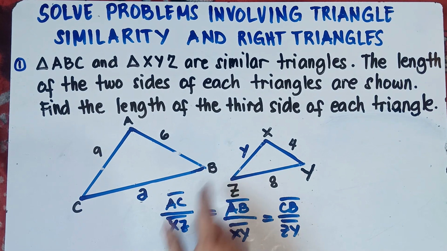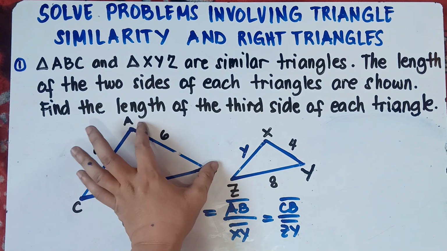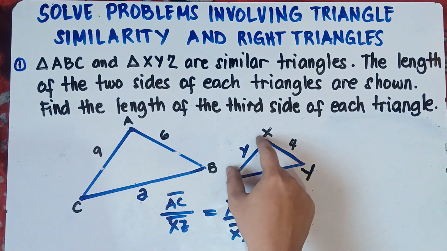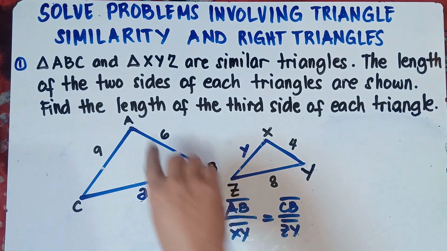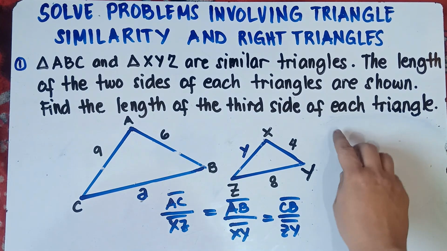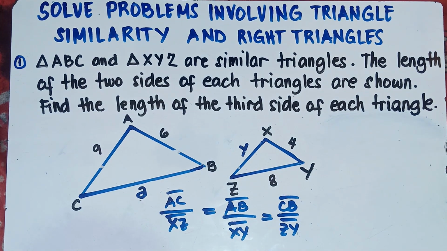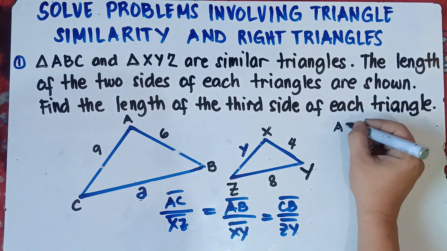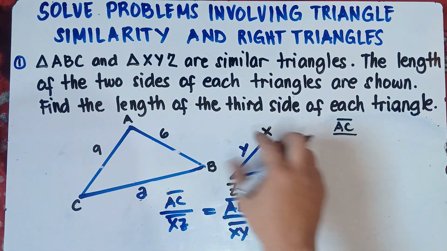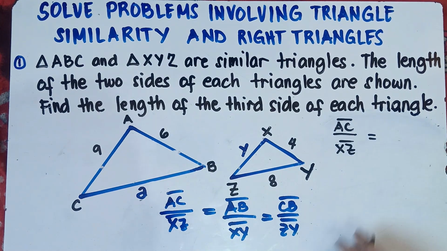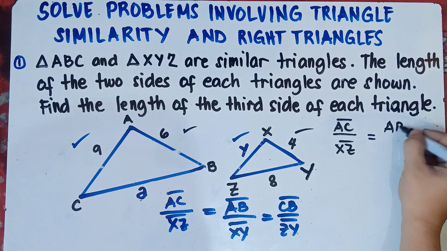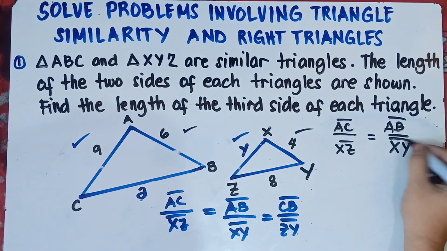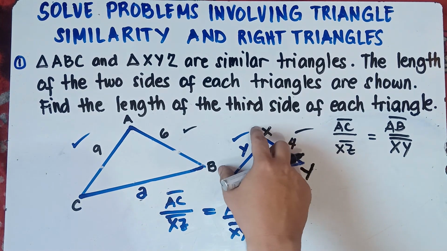So to find Y, we can use this side over this side, then AB over XY, because we only have one unknown, that is Y. So we can use AC over XZ is equal to AB over XY. Let's try that. Line segment AC over line segment XZ is equal to, once again, this side over this side, AB over XY. XZ is Y.